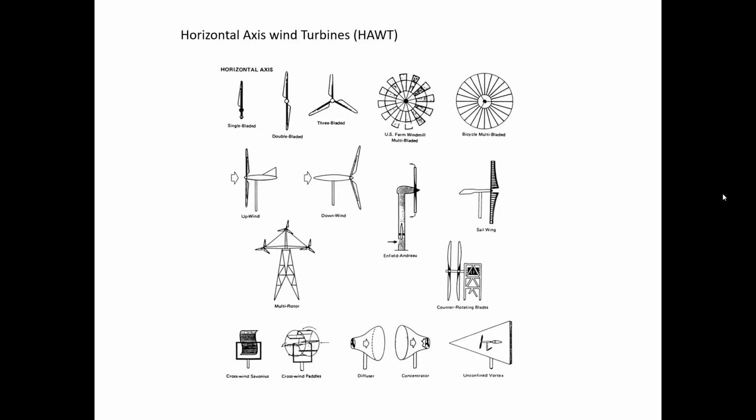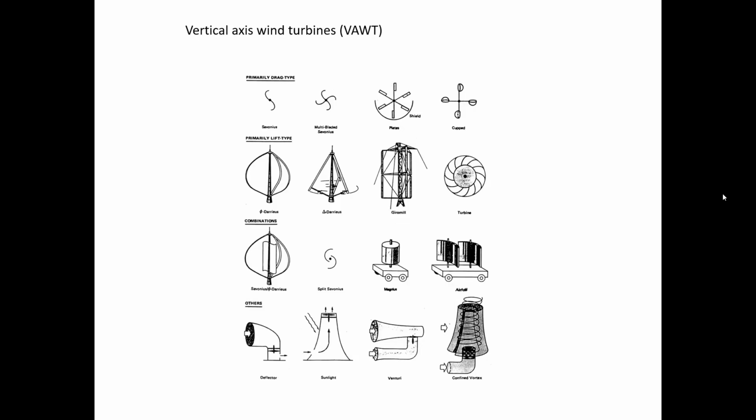Basically, wind turbines can be split into two different basic classes. One would be horizontal axis wind turbines, or HAWT. Again, these are turbines where the axis of rotation is parallel to the ground. Second class would be vertical axis wind turbines, or VAWT, again where the axis of rotation is perpendicular to the ground.